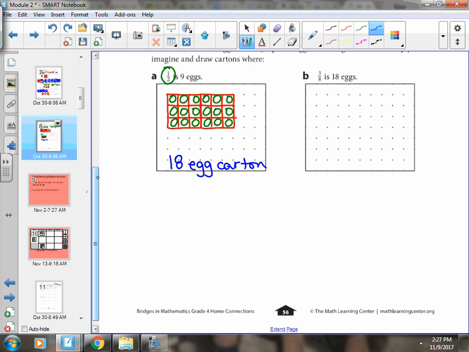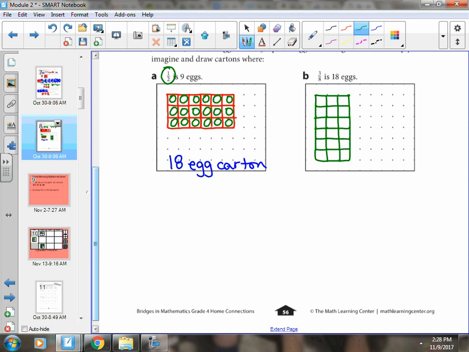Then it says 3/8 is 18 eggs. So 3/8 is not even half the carton. So 3/8 is 18 eggs. So let me do 3 going across, 6 going down, because I know that 3 times 6 is 18. Okay, let me get this picture here, and you can follow along with me.